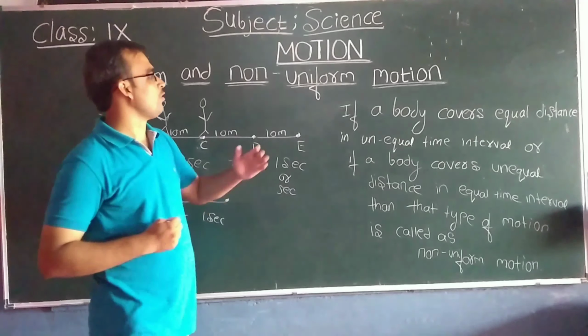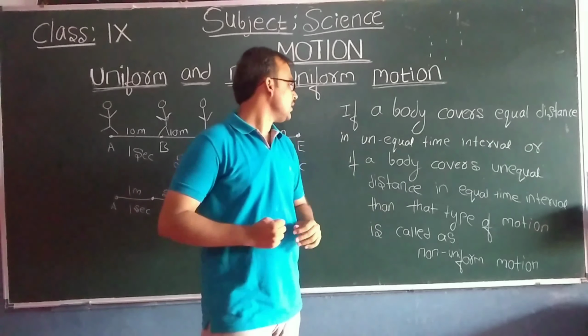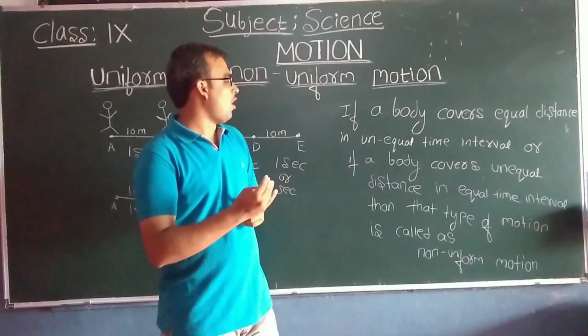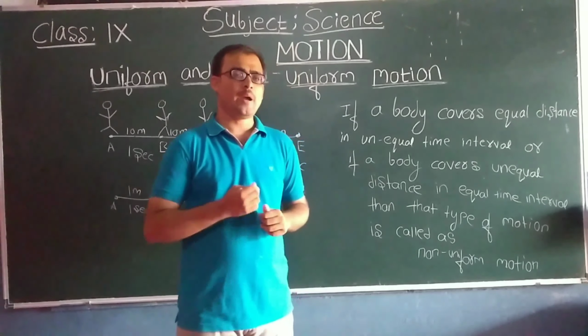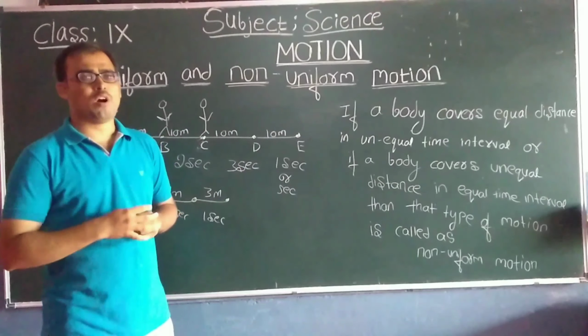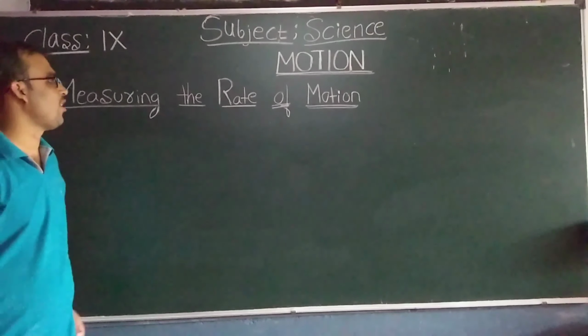Okay, so what is meant by non-uniform motion? Once again, look here. If a body covers equal distance in unequal time intervals, or if a body covers unequal distance in equal time intervals, then that type of motion can be called non-uniform motion. Now we shall see measuring the rate of motion.